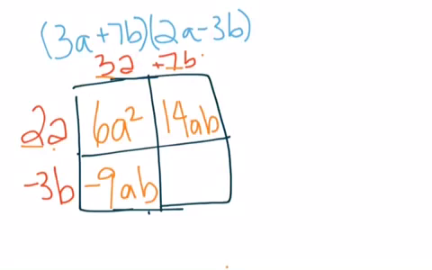Okay. This last bottom right square is going to be negative 3 times a positive 7, which will give us negative 21. Oopsie. Negative 21. B times b is b squared. Okay. Then we just break it out of our little foursquare and write it in standard form.